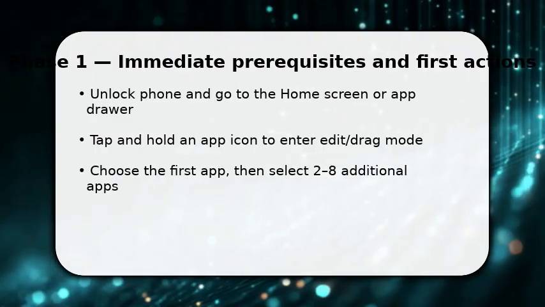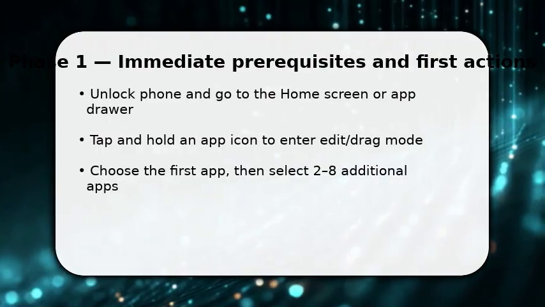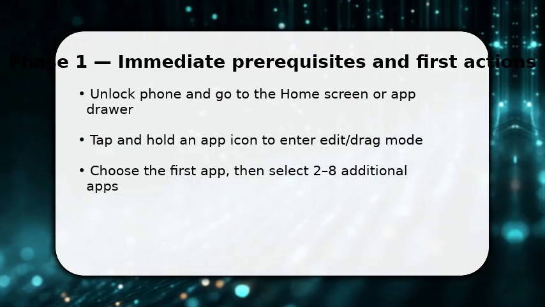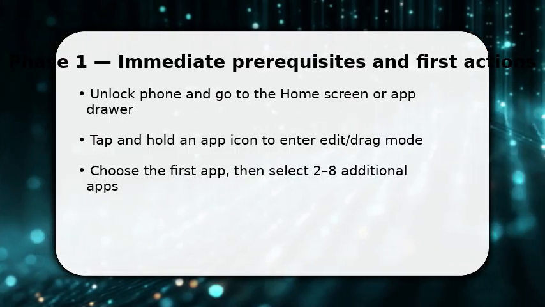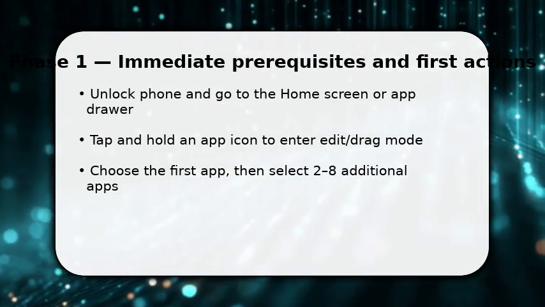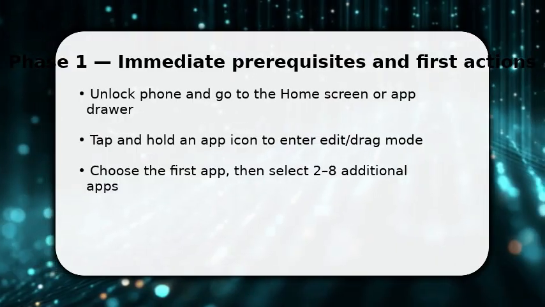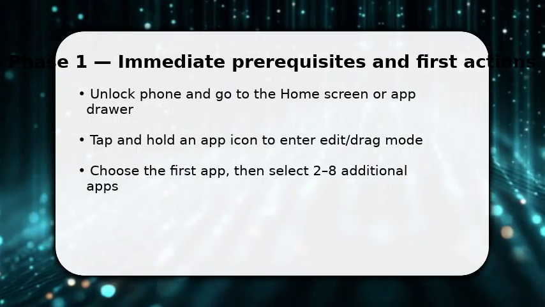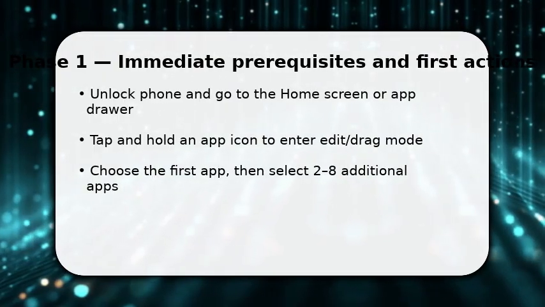You start by opening the home screen or app drawer, then tap and hold an app icon until it lifts. This enters drag mode. You want to pick the most central app first because Android uses that app as the folder anchor. Once you have the first app selected, drag it slightly to create space, and while holding it, tap other apps to add them or drag them over.